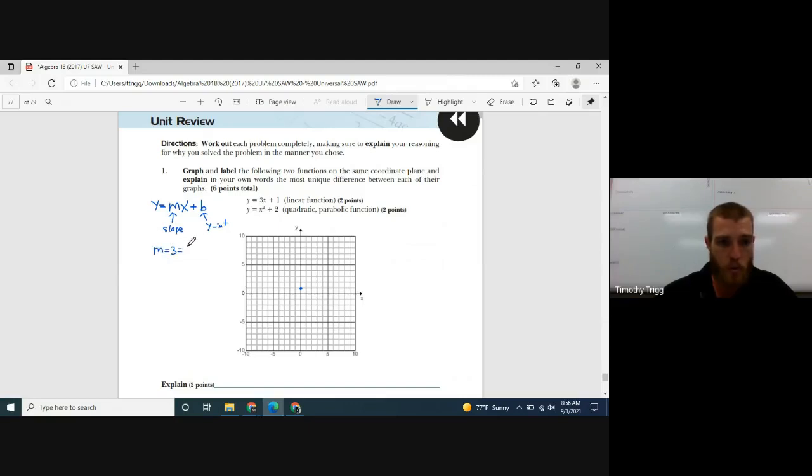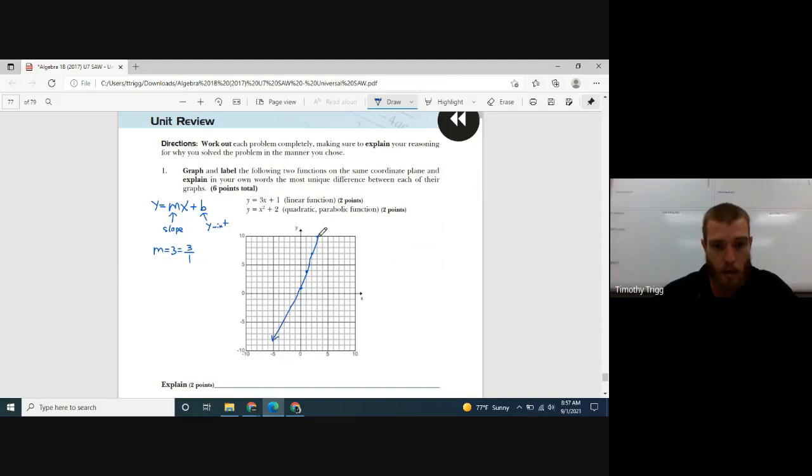We could think of that as 3 over 1. Remember, with the slope, it's rise over run. So from the y-intercept, we're going to rise 3, 1, 2, 3, and run 1. You can continue on in that pattern, rising 3 and running 1. You should see that these points all line up, which makes sense because it should produce a line. Then use a straight edge to connect the points into a straight line, and that's your graph.